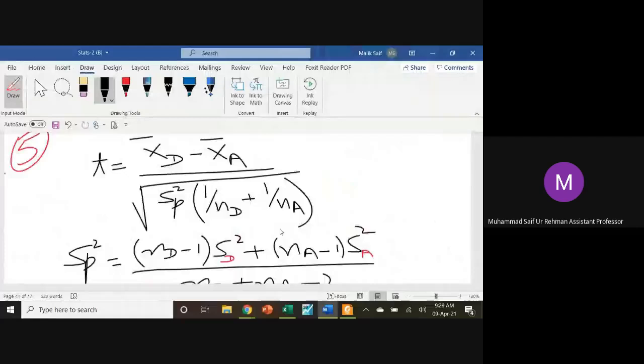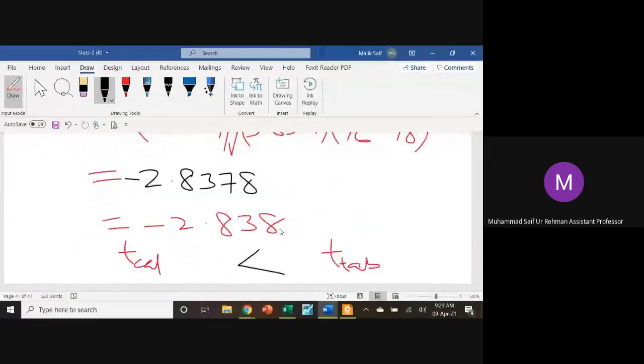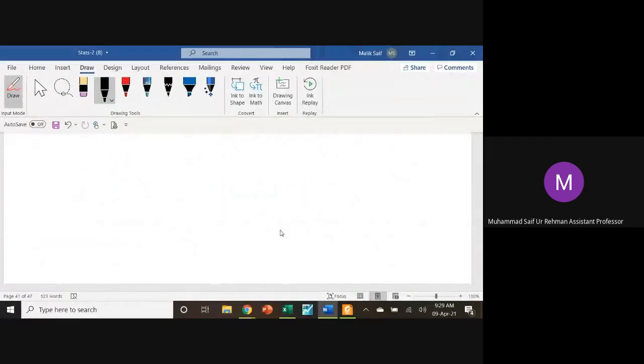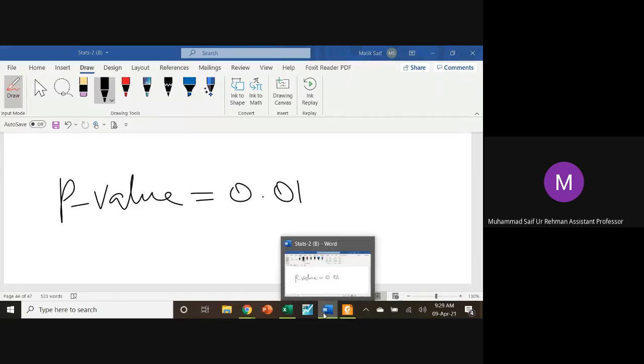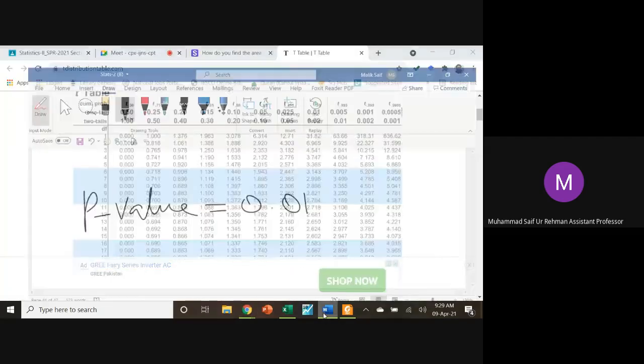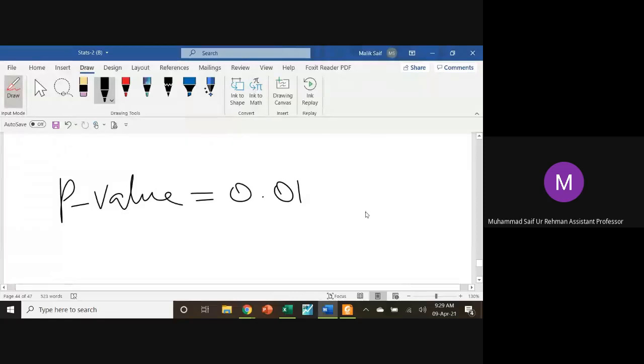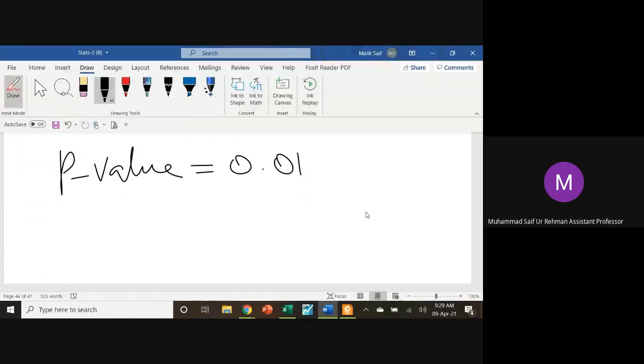So come over here. What is the probability value? You will write down probability value is equal to 0.01. Now you may compare it with the level of significance. The level of significance is 0.025, and this is the probability value. So which one is larger?